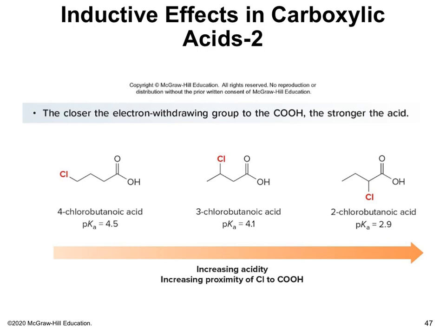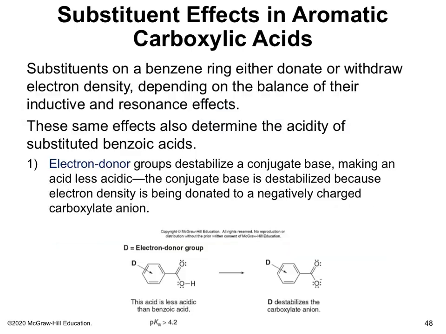Once you get this many bonds out, you don't see the effect. So there's 1, 2. This is your alpha carbon here. This is your beta carbon. And here's your alpha carbon. So you see the effect more on an alpha carbon, the closer withdrawing group. And this is because it's an inductive effect.